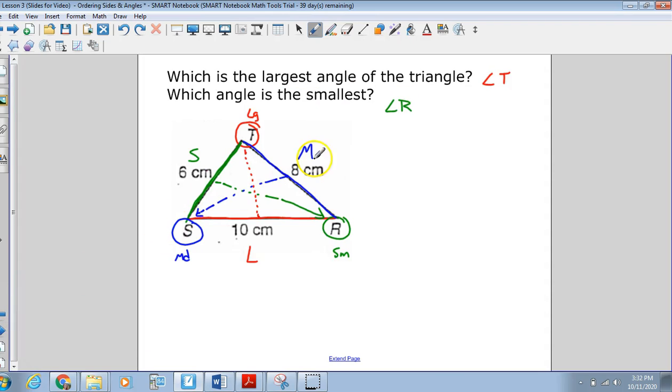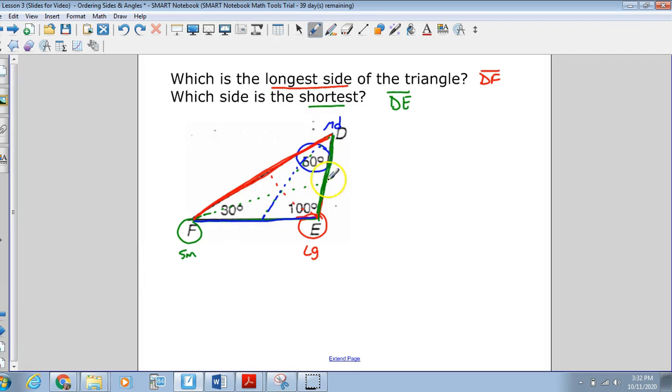In the previous example, we know that angle T is the largest angle. We know that angle R is the smallest angle. We don't know how many degrees they are. This does not tell us how big they are. It just tells us which one must be the biggest, which one must be the smallest. And the same over here. Knowing about the angles, that doesn't mean that this side is 30, the side is 50, or the side is 100. It just means that our longest side has to be across from the biggest angle, and the shortest side has to be across from the smallest angle.